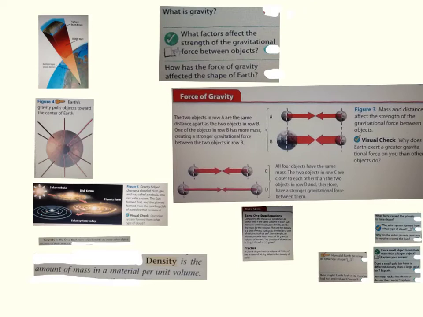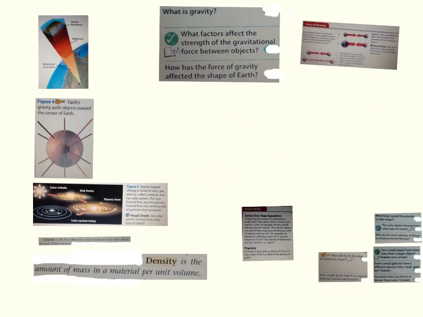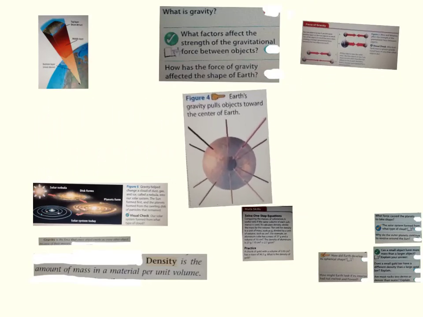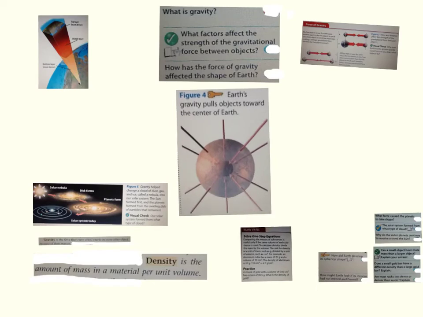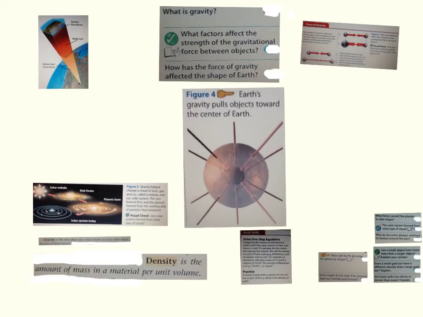As illustrated in Figure 4, all objects on or near Earth are pulled toward Earth's center by gravity. Earth's gravity holds us to Earth's surface. Since Earth has more mass than any object near you, it exerts a greater gravitational force on you than other objects do. You don't notice the gravitational force between less massive objects.